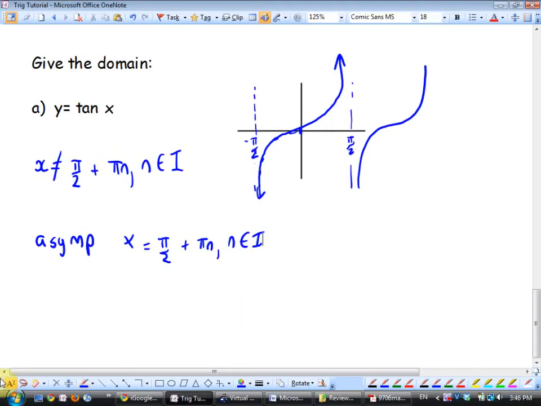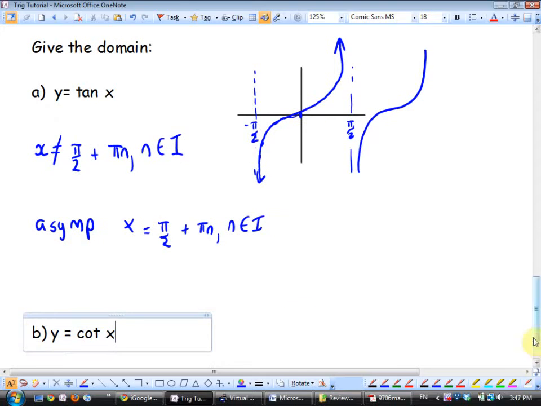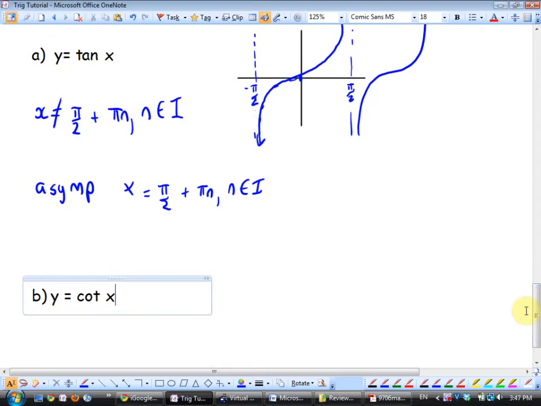What about B? Y equals cotangent x. No idea. Oh, no, wait, I can figure this out. What does cotangent go with? Tangent, that's why I desperately tried to leave that tan graph up on the screen. I don't want to scroll down, because cotangent will have asymptotes as well. Where? It will have asymptotes where tangent is how high?